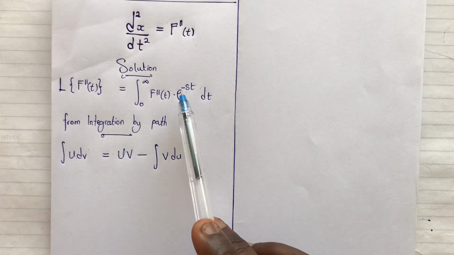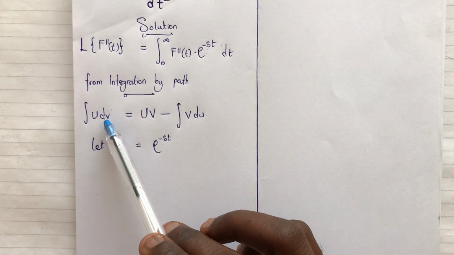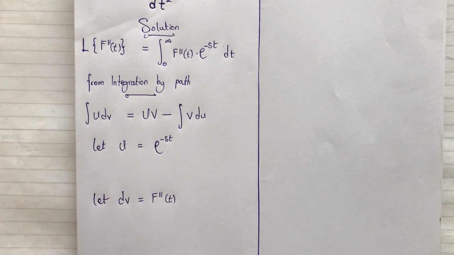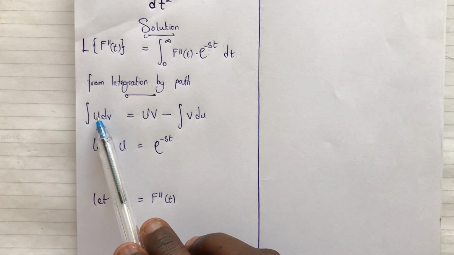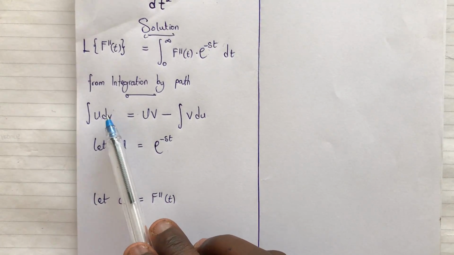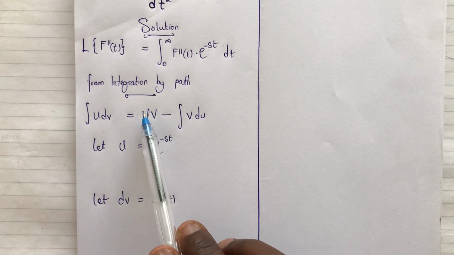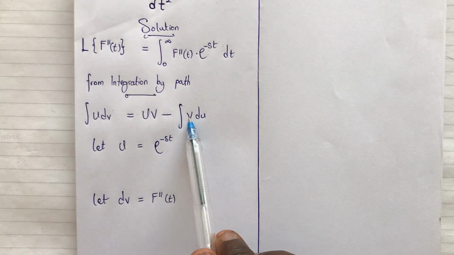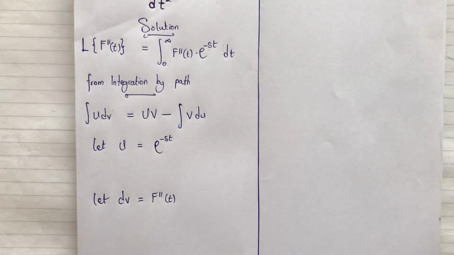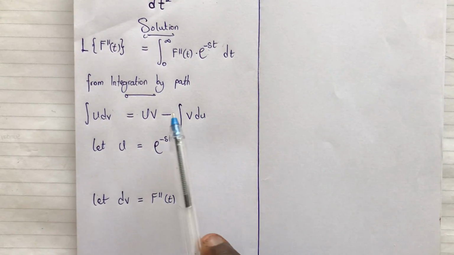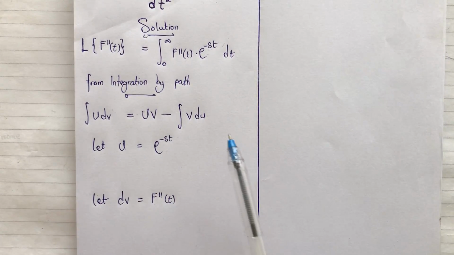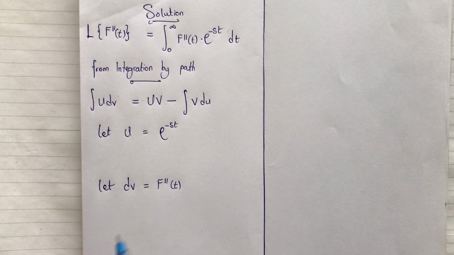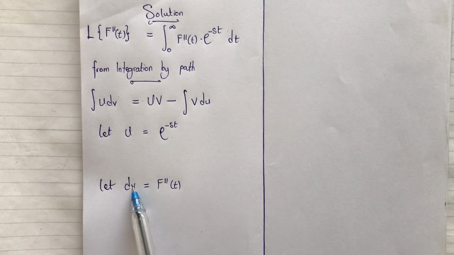Let u be equal to e to the minus st, and let dv be equal to the derivative function f double bar of t. Now, the formula says the first function times the second function, minus the integral of the second function times the derivative of the first function. When you look at this very carefully, we do not have the function v. So how do we get the function v? We need to integrate dv to generate the function v, because the integral of this function will give us v.